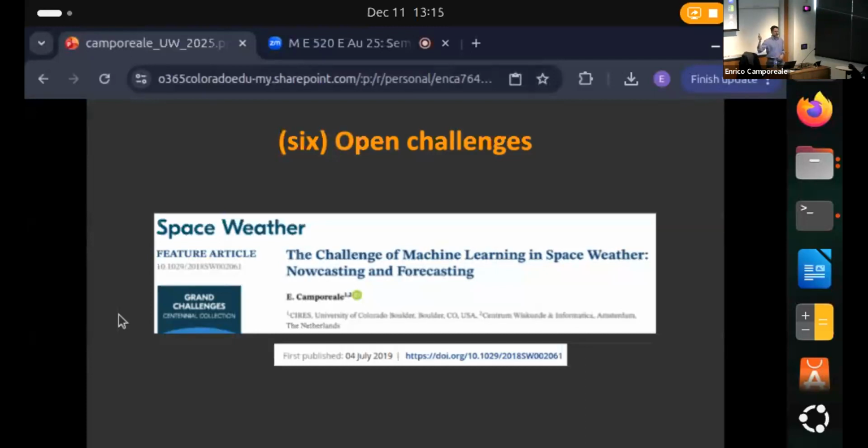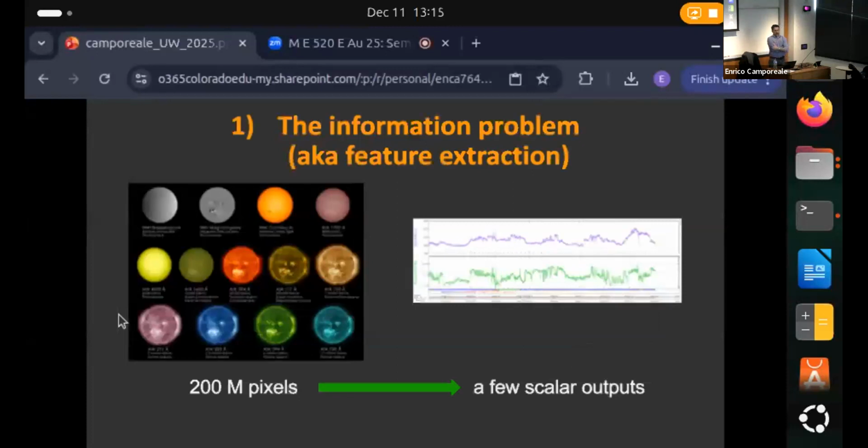There are 6 of those. I'm going to go fairly quickly through the first 4, with the hope that some of these will resonate with problems you see in your own application. The focus of the talk really is on the last 2, the rare extreme events and the UQ. The first one is probably the biggest and hardest challenge, and what has hindered breakthroughs so far. It is the information problem, which in machine learning jargon would be feature extraction.